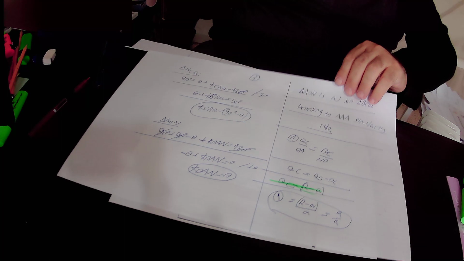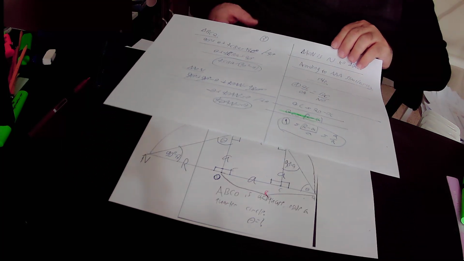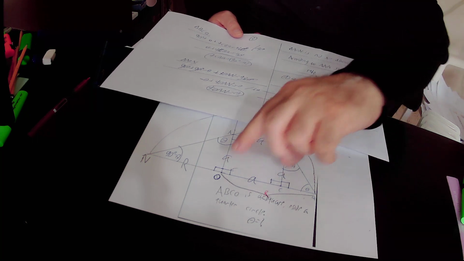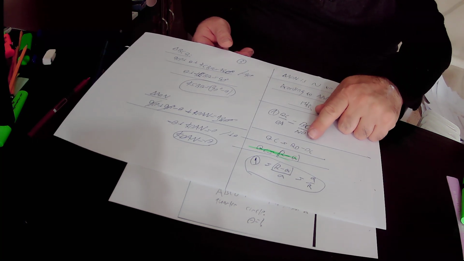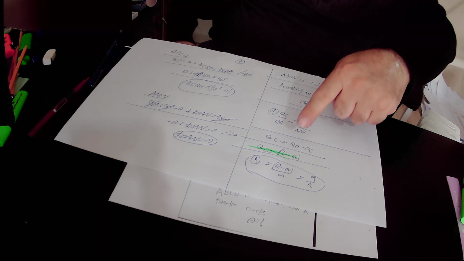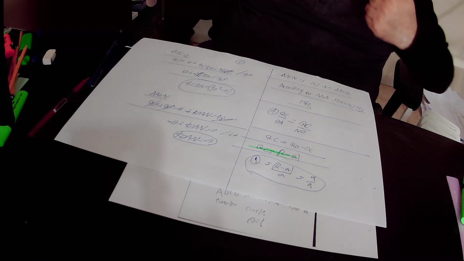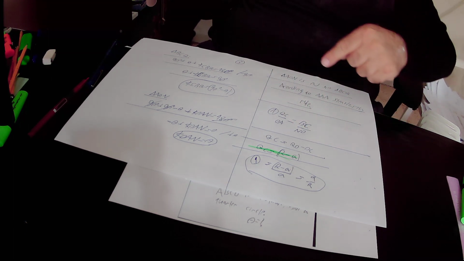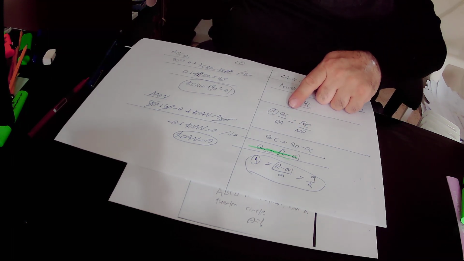What is the value of QC? QC equals QO minus OC. So QO equals R. OC equals A according to our definition. So in conclusion, we found that QC equals R minus A. So we can substitute QC in equation number 1 by R minus A.